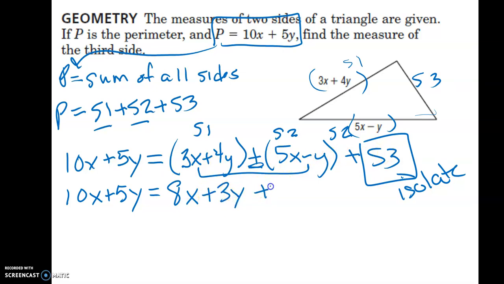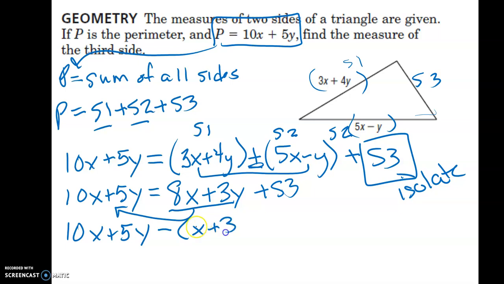I still don't know side 3. But remember, I want to isolate side 3. I want to get him by himself. So we know to isolate him, we're going to move this guy over here. So we're going to subtract the 8x plus 3y from the other side. So I have 10x plus 5y minus 8x plus 3y equal to side 3. Now, you could have moved them over individually, like we did all in the fall.